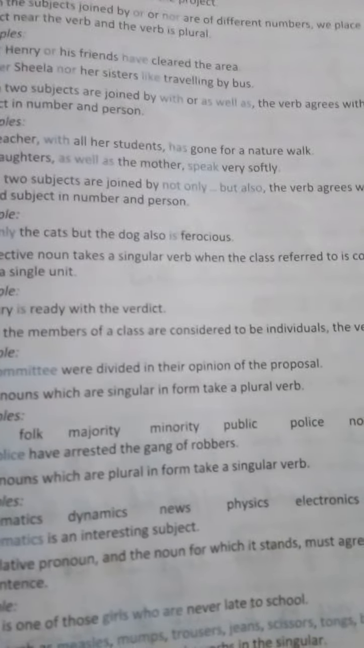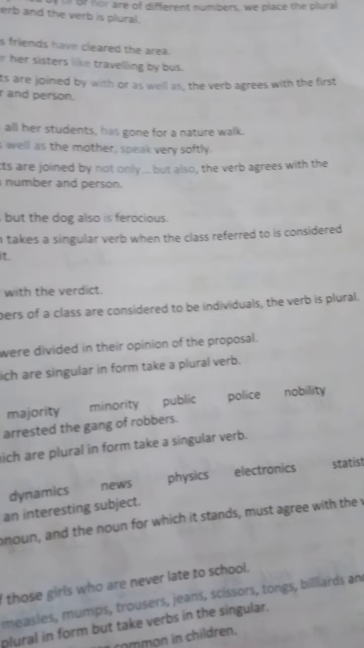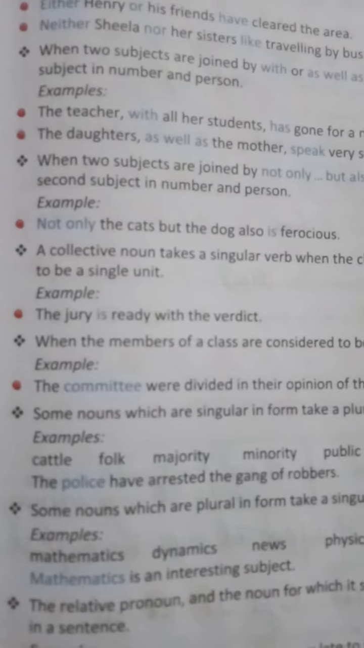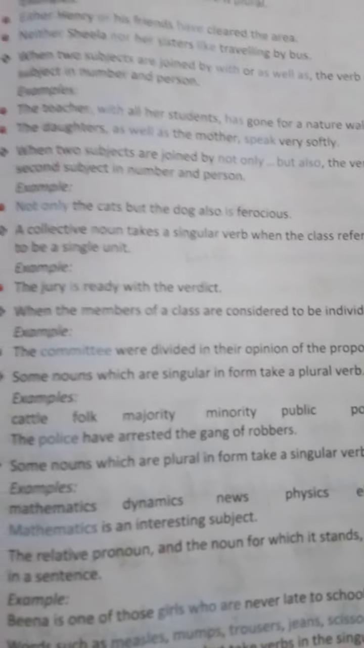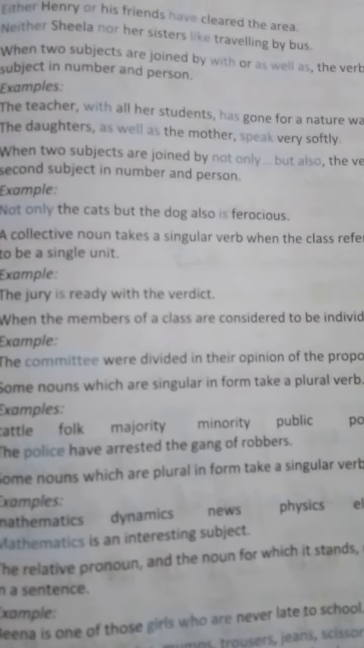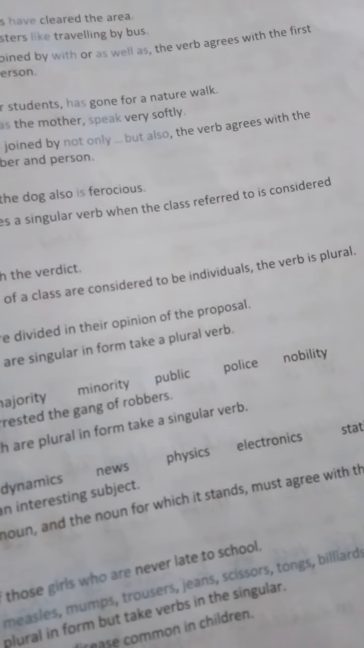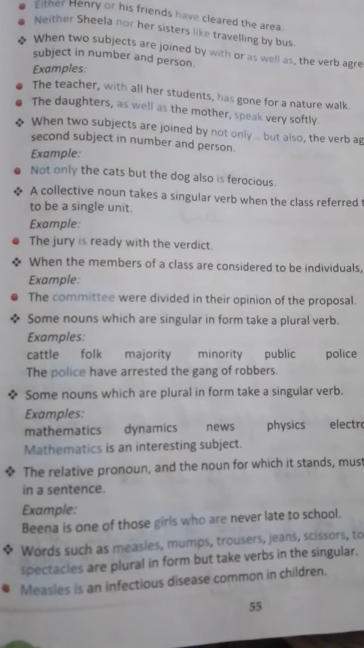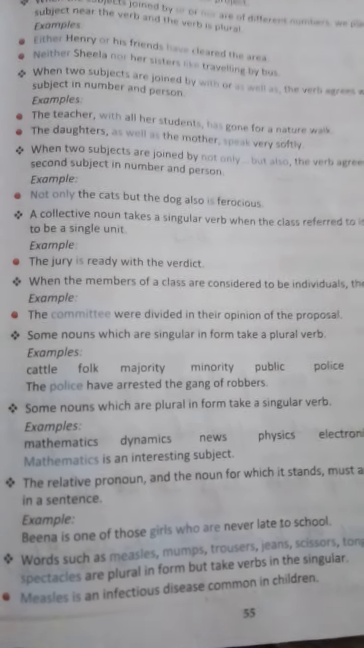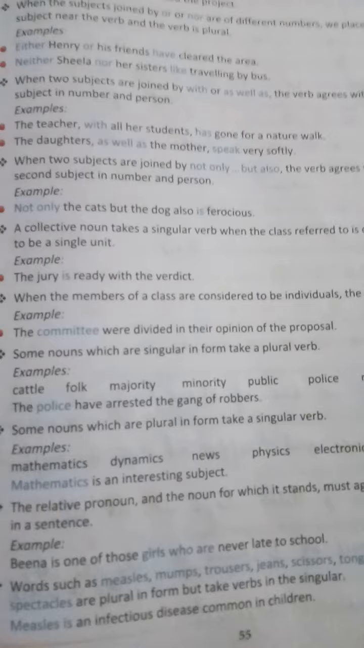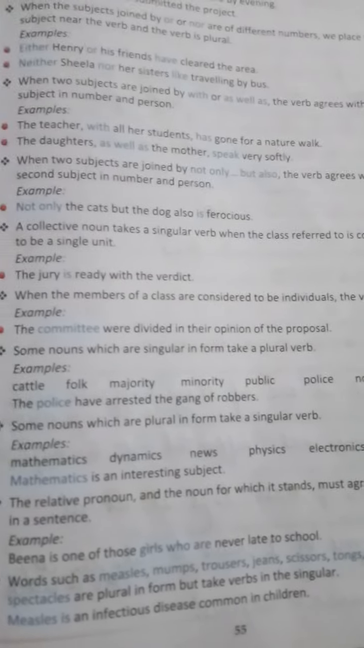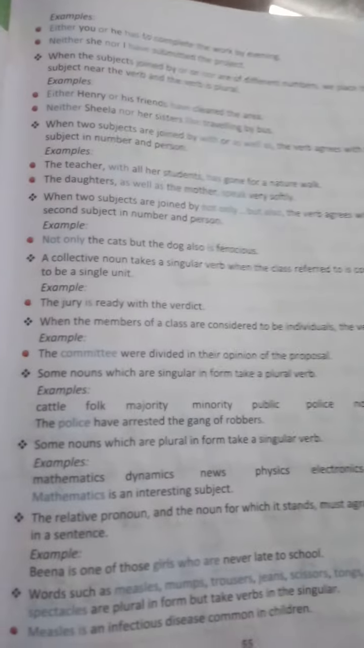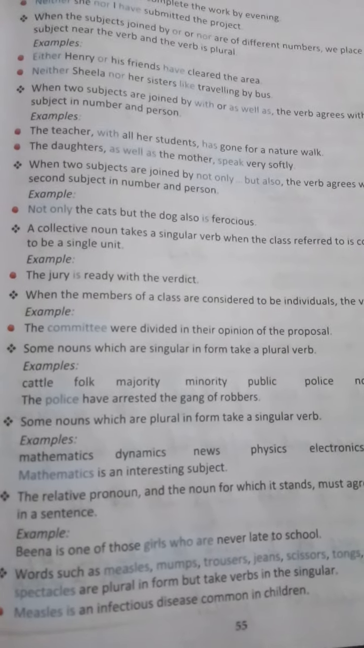A collective noun takes a singular verb when the class referred to is considered to be a single unit. I repeat, a collective noun takes a singular verb when the class referred to is considered to be a single unit. The jury is ready with a verdict. Jury is the collection of judges, so here it is a collective noun. Here jury is acting as a single unit, so is, that is the singular form of verb, is used.